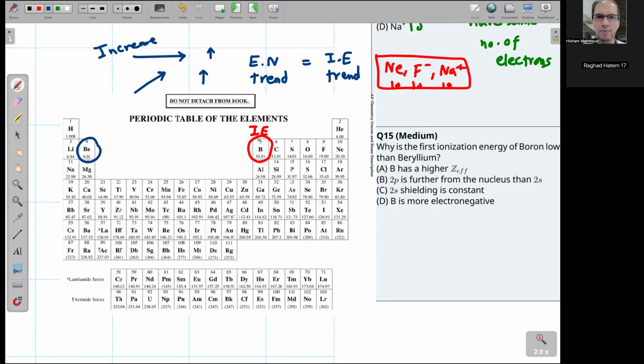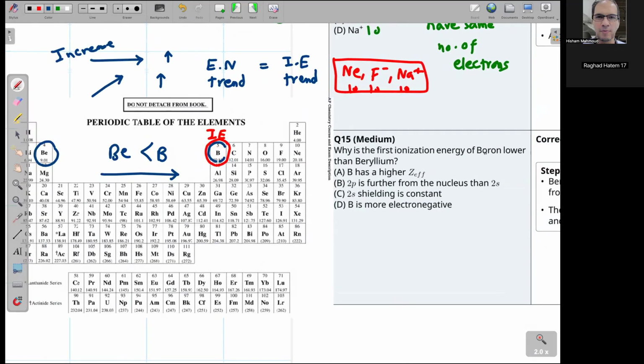So this means that the boron should have a bigger ionization energy than the beryllium, right? Because we said that as we go to the right, the ionization energy increases. But in fact, the question tells me that the boron is lower. So this means that this is an exception from the trend.